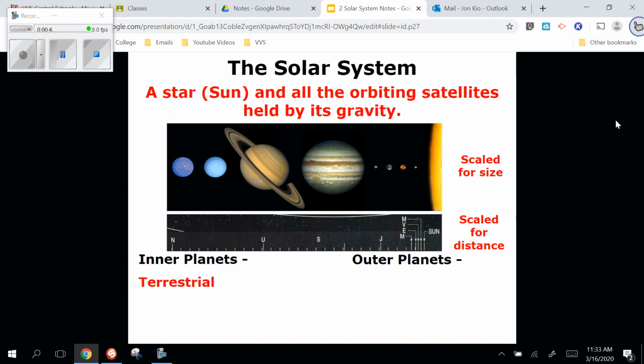All right, so our inner planets are known as the terrestrial. The word terrestrial means Earth-like. All right, generally speaking, rocky in composition. They're solid, smaller, and more dense.